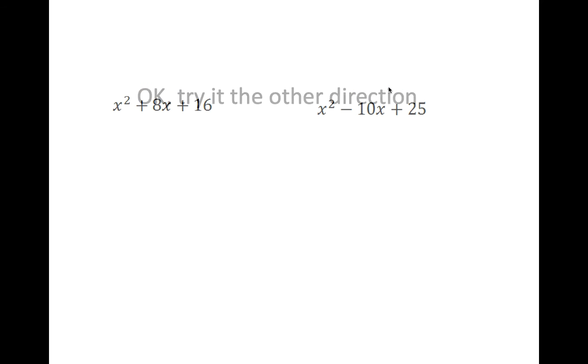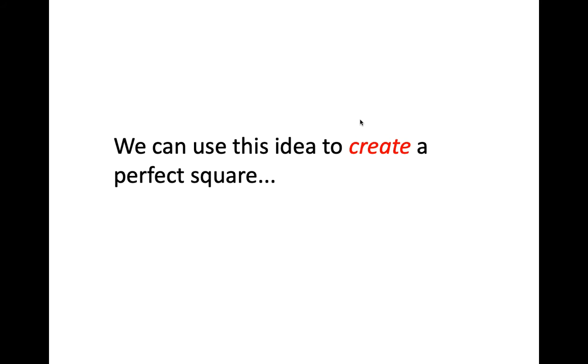And let me give you something that is a perfect square and ask you where it came from. So with this one, if you stop and consider it, and please do stop the video and try it yourself, it comes from x plus 4 squared, whereas this one comes from x minus 5 squared. So seeing this pattern is going to help us with this process that we call creating a perfect square.